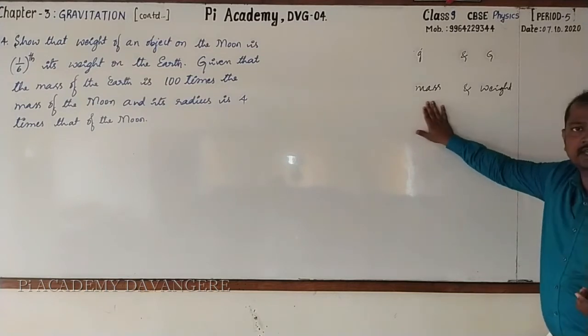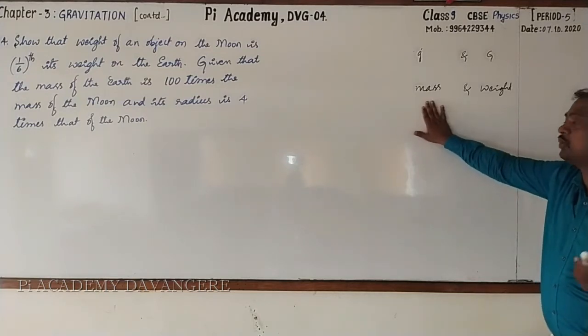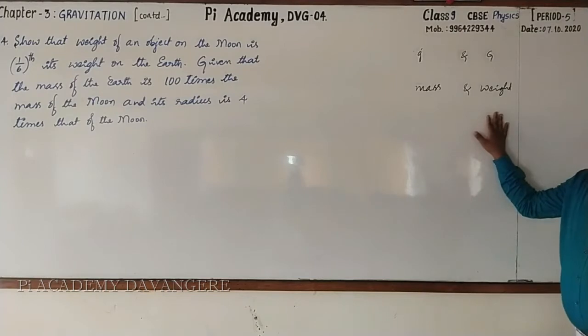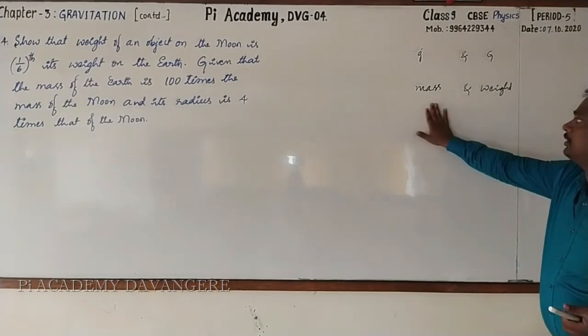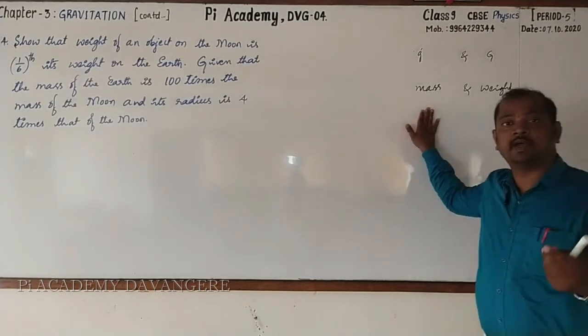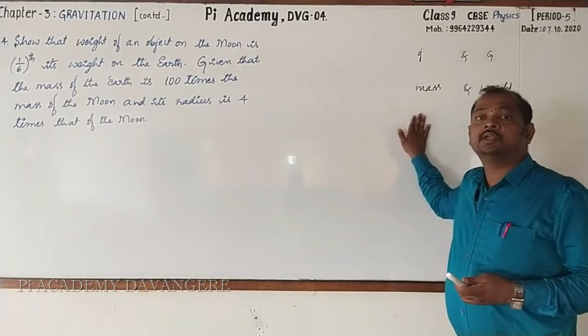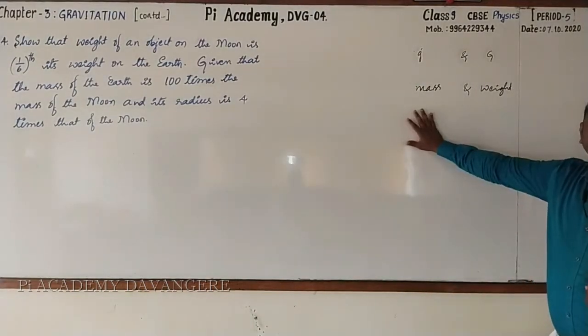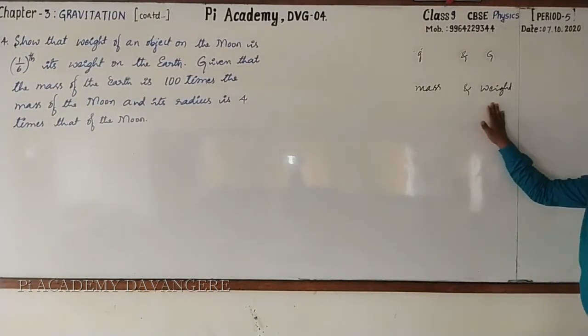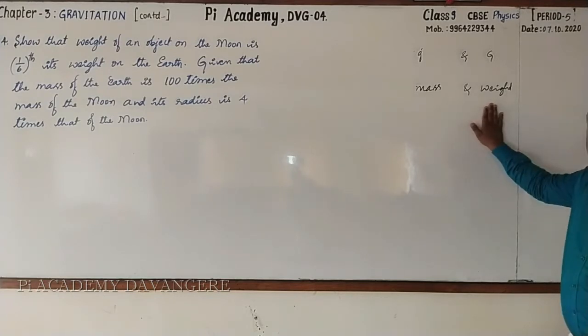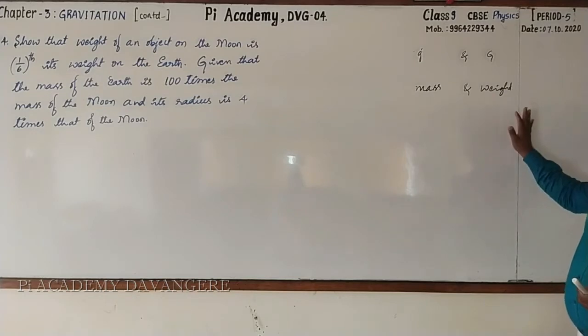Then what is the SI unit of mass? This is kilogram. Weight, it is Newton. Then mass can be measured by using a device. What is that device? It is physical balance or pan balance. Weight can be measured by using the device called spring balance. Okay, these are the differences.